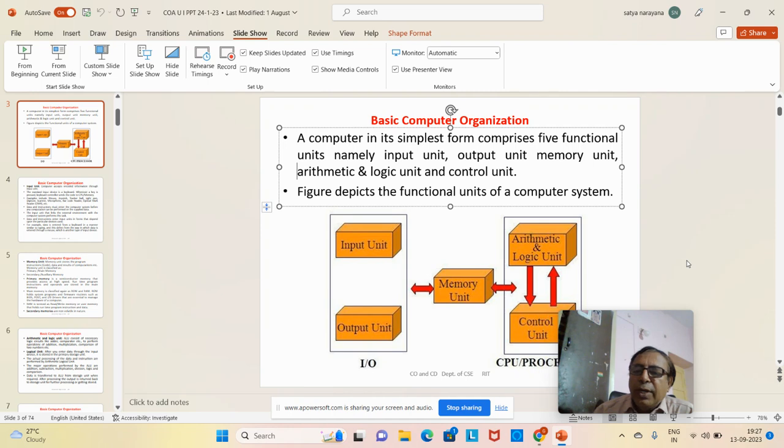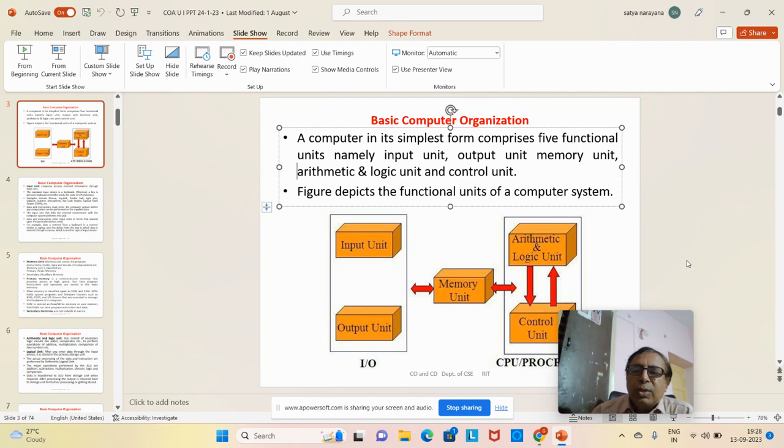And control unit. Control unit means here all the control signals provided by the control unit. Say for example, read signal, write signal. These two are control signals. So read, here you will be having memory read, IO read, and write signal means memory write, IO write. Different control signals are provided by the control unit.